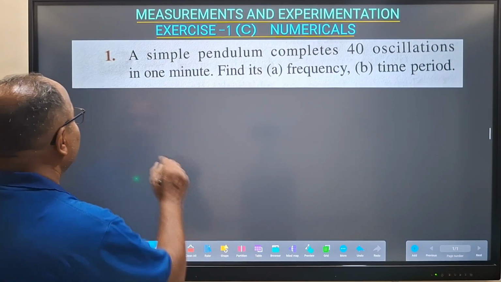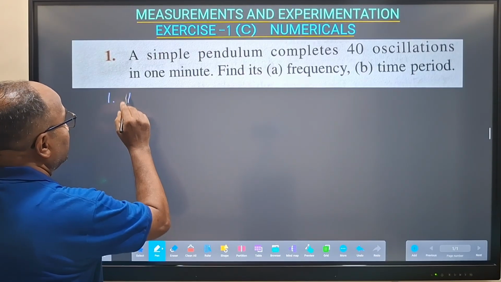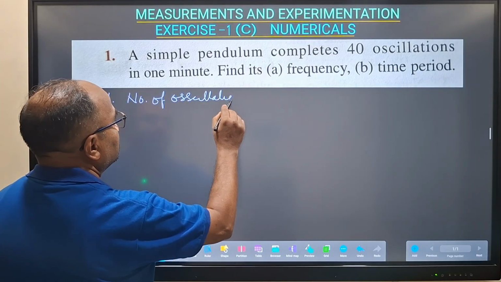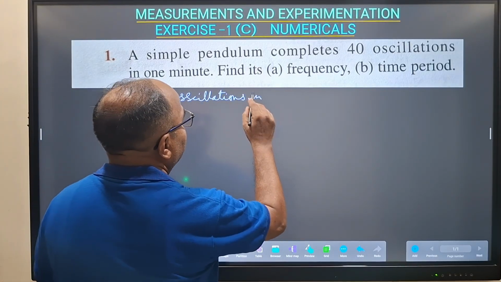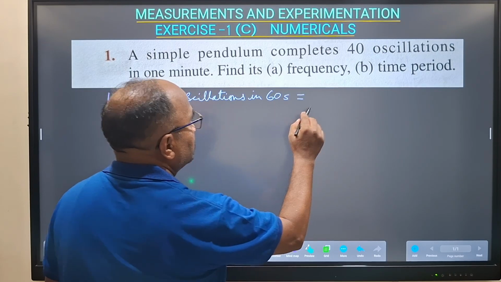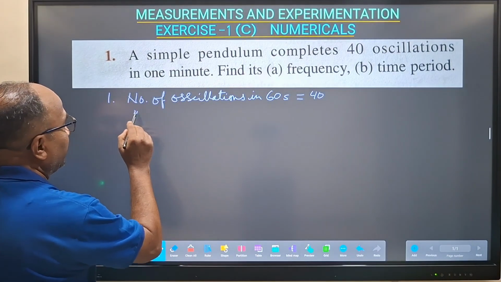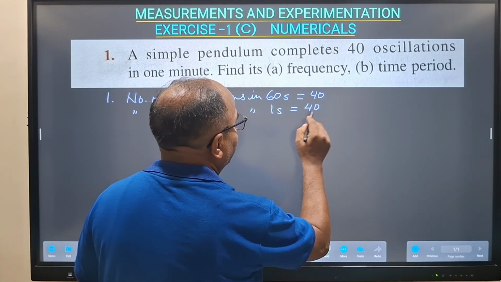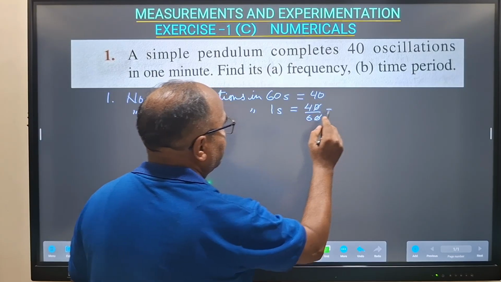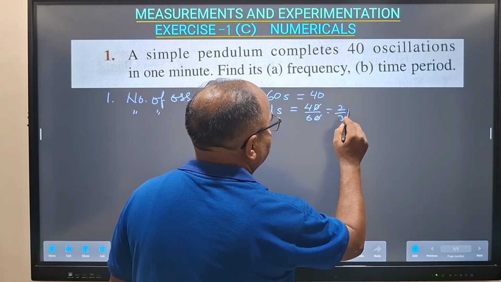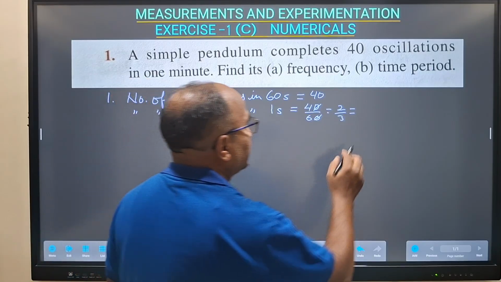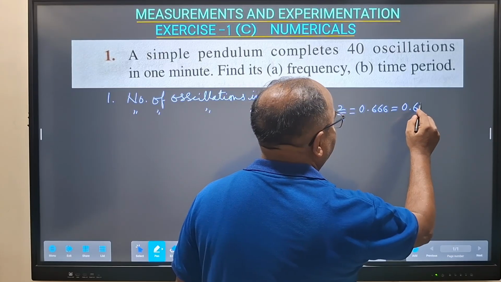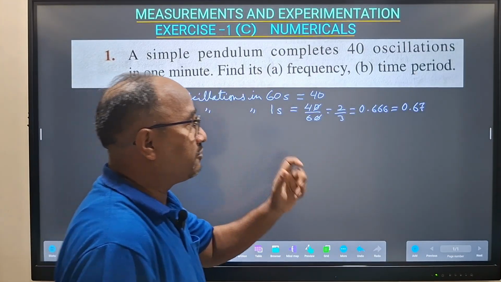That is 60 seconds. So the solution will go like this: number of oscillations in 60 seconds equals 40. So then we will find number of oscillations in 1 second equals 40 by 60. Zeros cancel. With 2 if you reduce, you will get 2 by 3, and 2 divided by 3 will keep on giving you 0.666, which will keep on going. So we write it as 0.67. So this is the frequency we have got here.